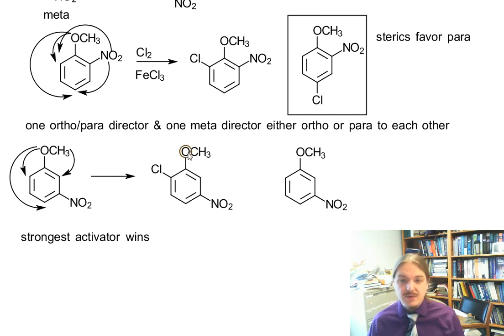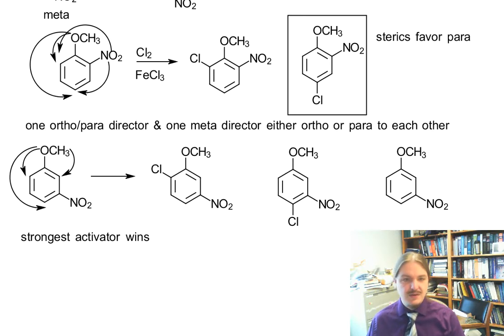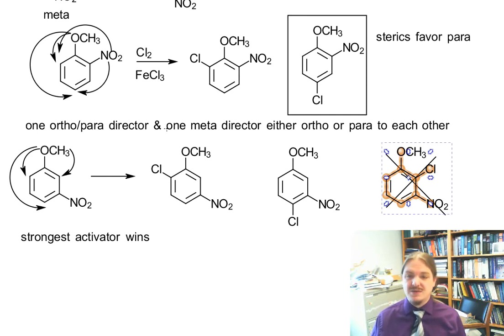The chlorine can be ortho to the methoxy and para to the nitro. It can be ortho to the nitro and para to the methoxy, or it can be squished in between the two. The only thing I can share with you is that this last one is not likely the major product, because now we have lots of steric interactions. But between these other two, I cannot, from the structures of these substituents, give you a good sense of which one's going to win. You would need to go into lab and do the reaction.